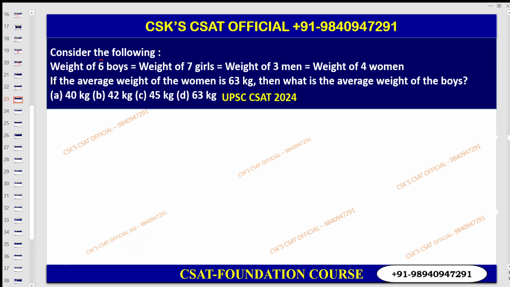Next, see, a very simple question, just a conversion based question. Equation, right? You have to equate the efficiency, then automatically you will be able to see. The weight of the 6 boys is equal to the 7 girls, which is equal to the 3 men, which is equal to the 4 women. And the additional data provided here is that the average weight of the woman is 63.